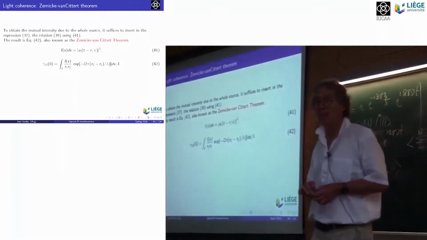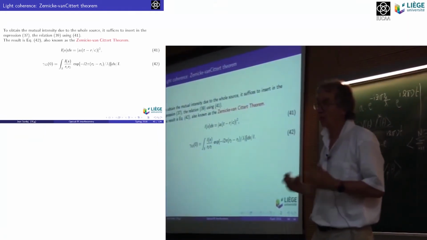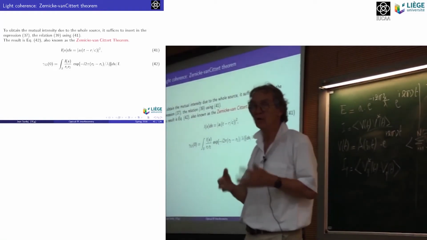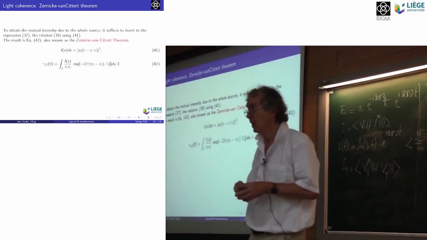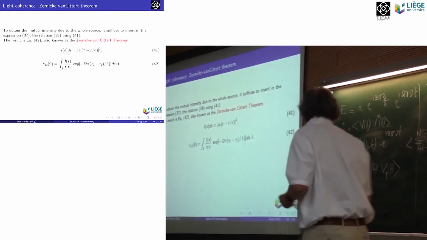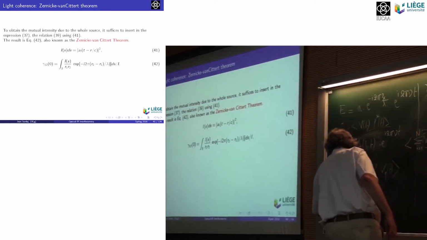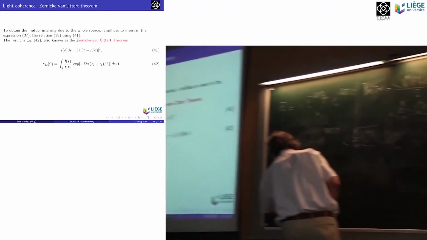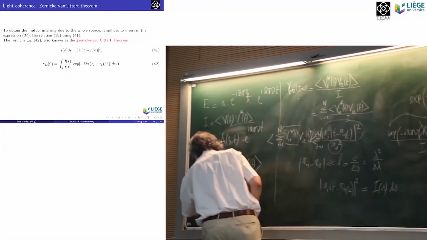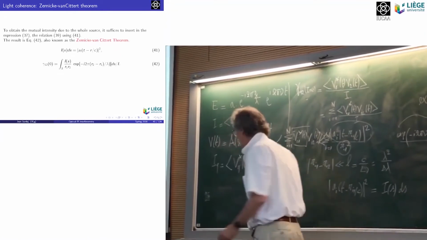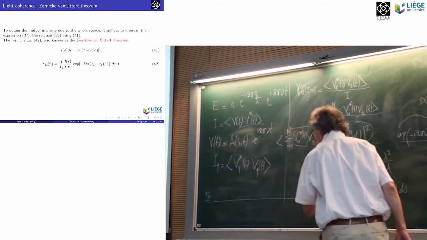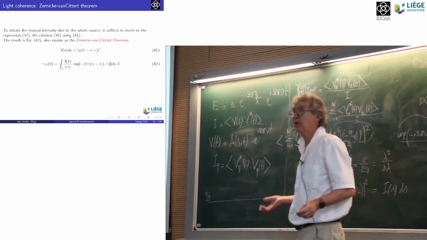Okay, this is already a very interesting result, but it can still be simplified, due to several obvious assumptions. In what follows, we will assume that the source is an extension which is small compared to the distance between the source and the observer. This is a very good assumption.